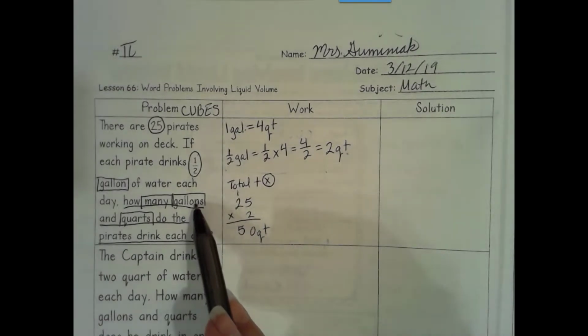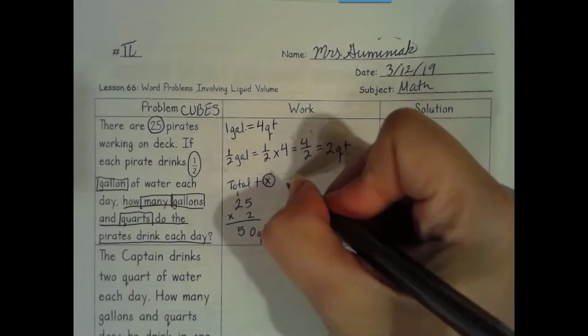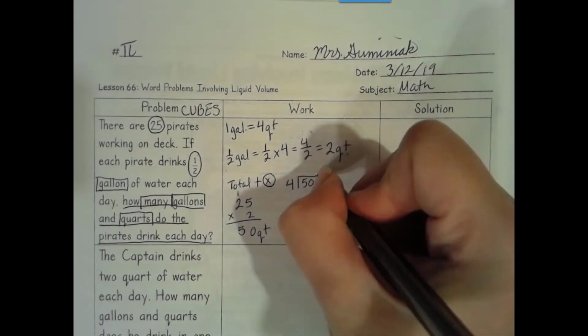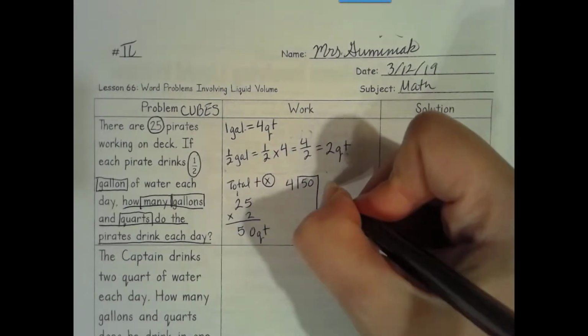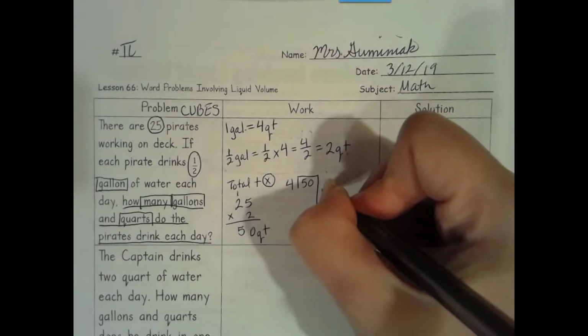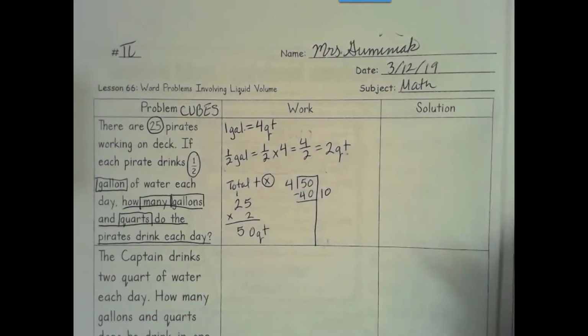We want the answer in gallons and quarts. So we have to figure out how many gallons we can get out of those quarts. So we're putting it into groups of 4. Let's see, 4 times 12, maybe 10. 4 times 10 is 40.